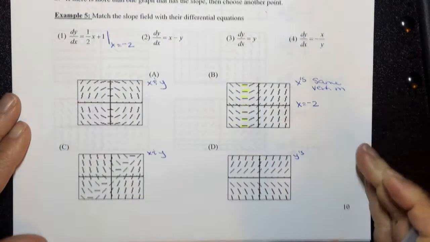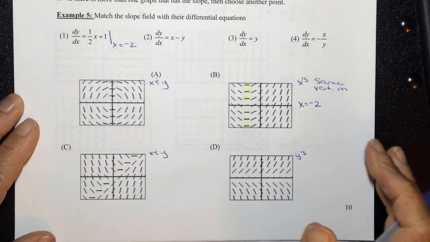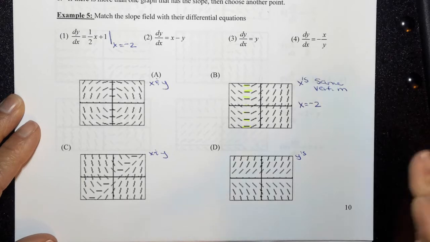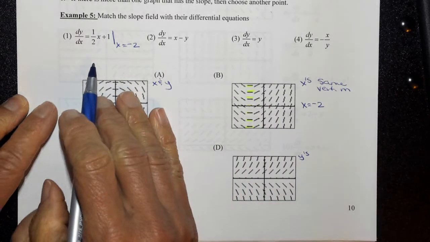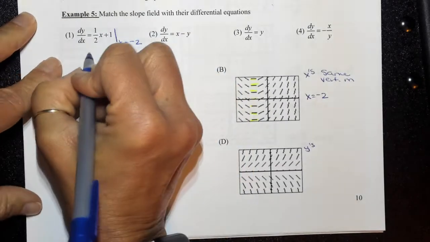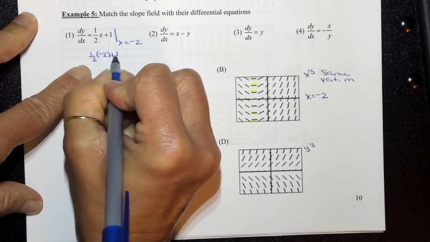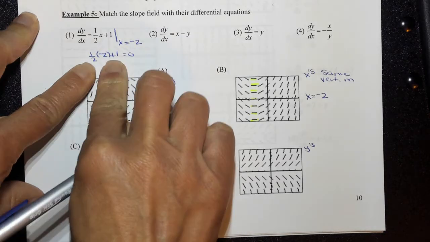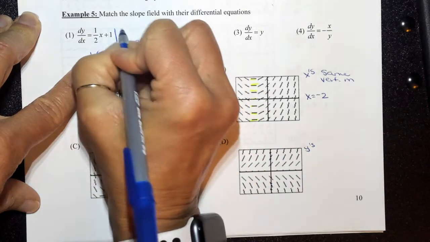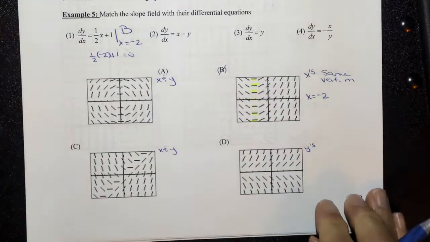Now in this case I only have 4, so you can use process of elimination, but a lot of times you're not going to be given just 4. So you need to go through and check these out. When I plug in, I have 1/2 times -2 plus 1. This is -1 plus 1, so that means I have a slope of 0. So that means this is going to be b. So I'm done with this one.